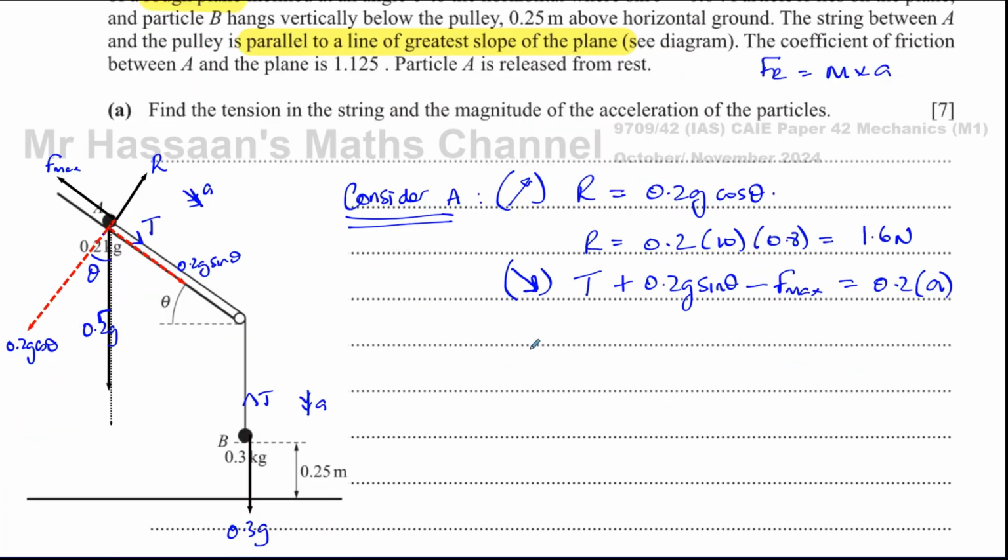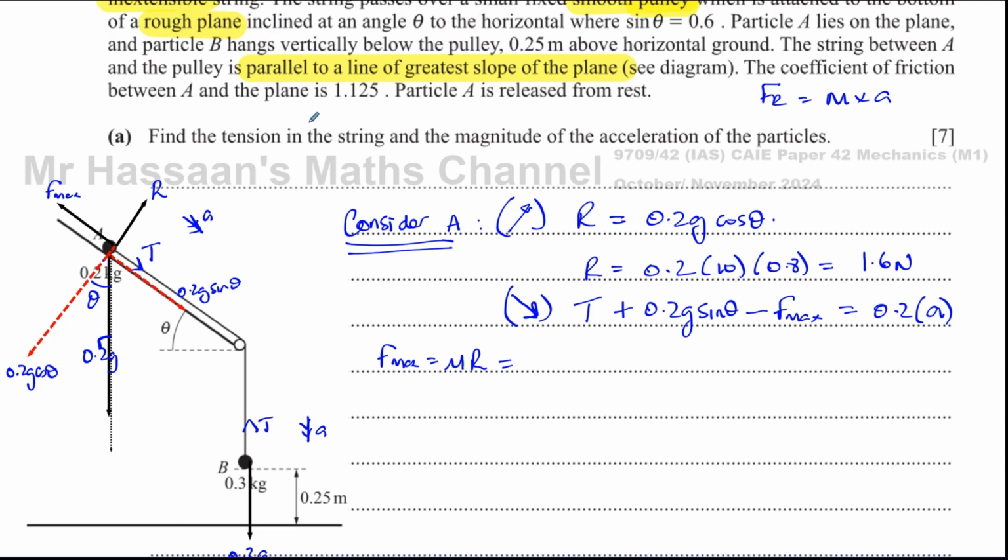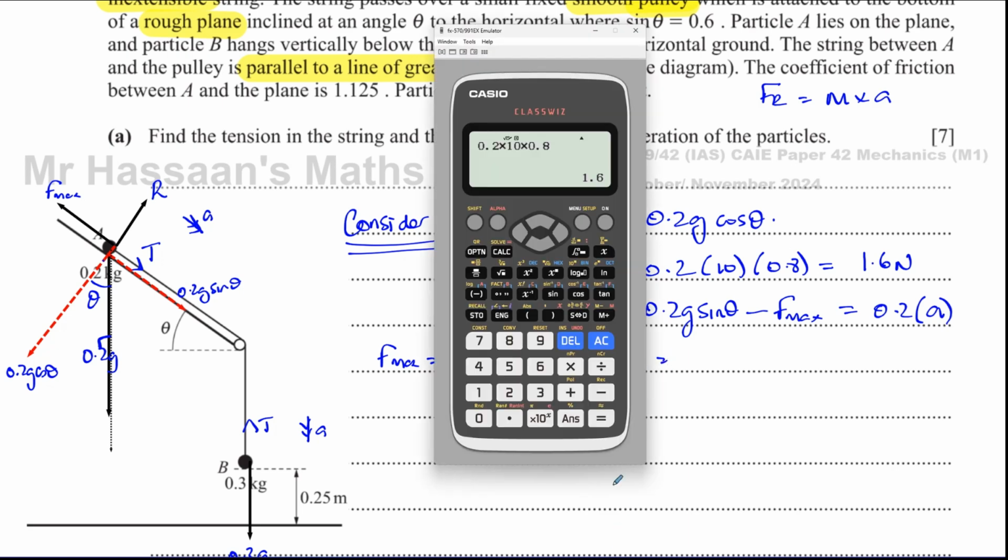So from here, we can work out a few things. Again, we know sine theta is 0.6, that's given to us. And we can work out what F max is now. F max, as we said, is equal to mu times R. We found what R is, and we're told mu is 1.125. Mu is the coefficient of friction. So you've got 1.125 times R, which is 1.6, and this will give us the value of F max. So we multiply this by 1.125. Going on with my calculator here.